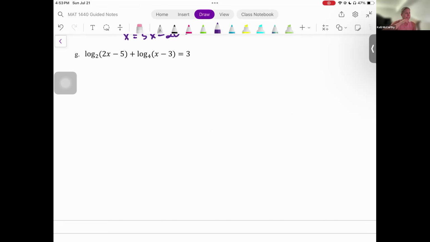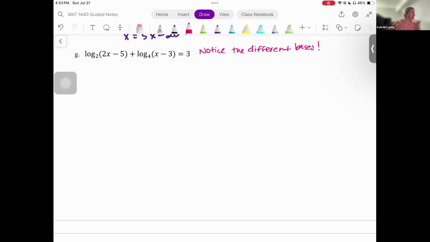All right, our last example before we get into an application problem is log base 2 of 2x minus 5 plus log base 4 of x minus 3 equals 3. Notice the different bases here. We can't do a whole lot when we've got different bases, so we're going to apply the change of base rule.